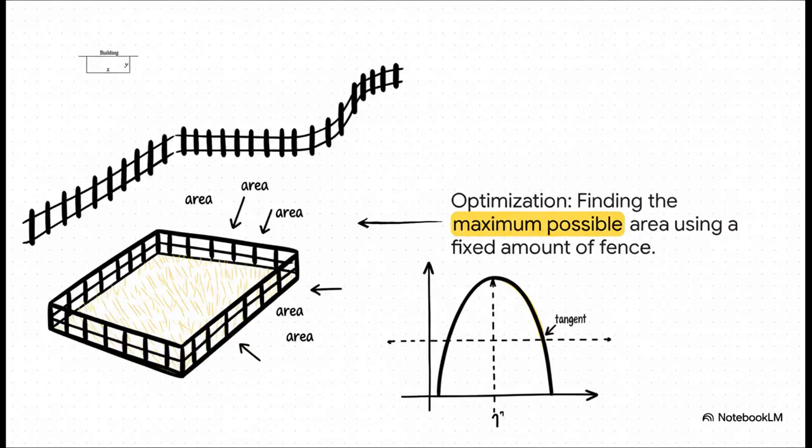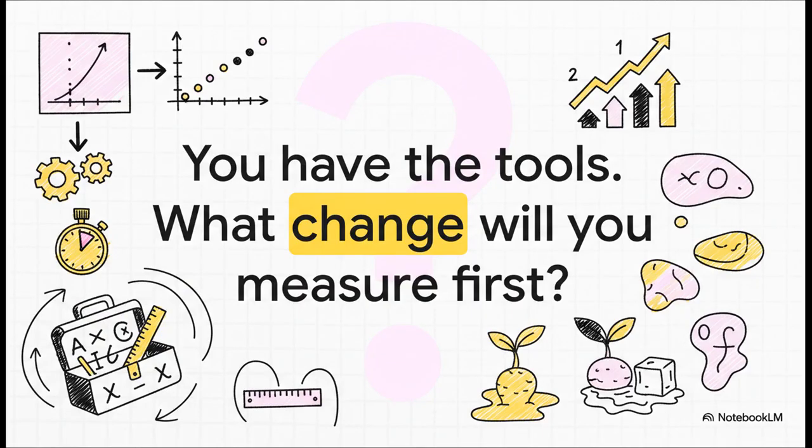And finally, one of the most practical uses for derivatives, optimization. This is all about finding the best way to do something. So let's say you have a certain amount of fence and you want to build a rectangular pen that has the biggest possible area. How do you figure out the perfect dimensions? Well, you use derivatives. You find where the slope of the area function hits 0, and boom, that's your maximum area. It's incredibly useful.